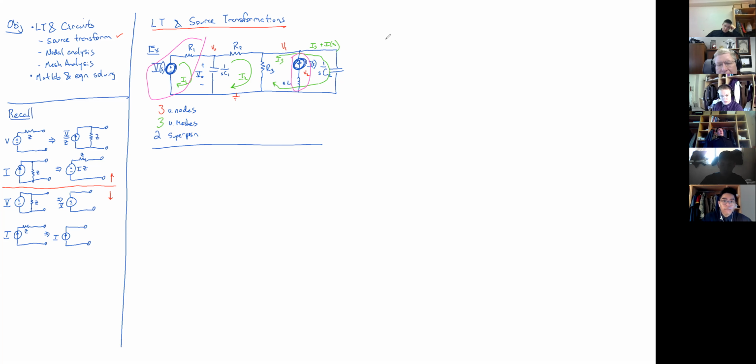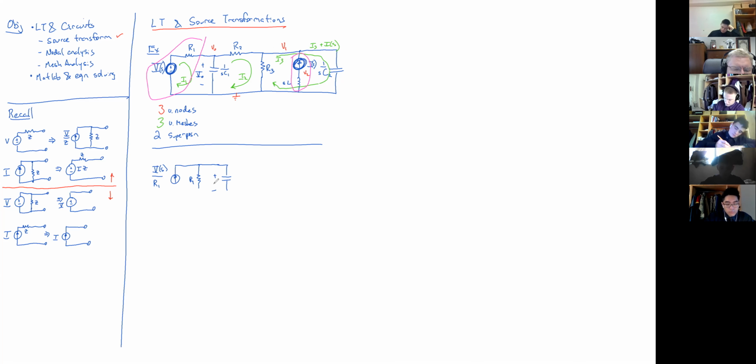Because my goal is to say this kind of looks to the right, like most stuff is in parallel. And if I make this in parallel, then we'll have most of it in parallel. R2 screws it up. But if I do that, we've got a V of S over R1, current source. And now we've got our R1.